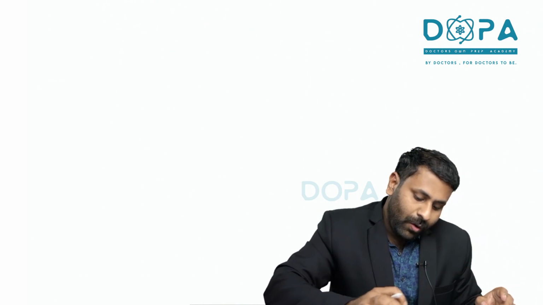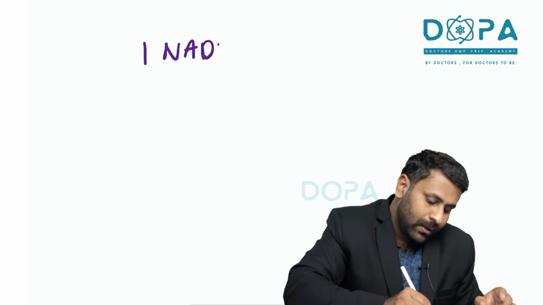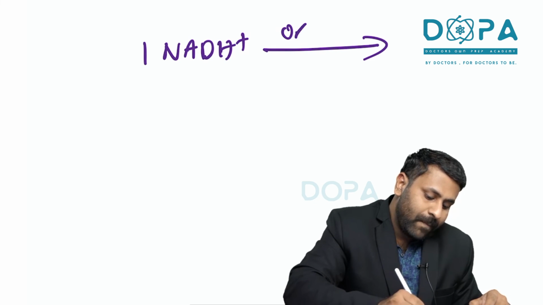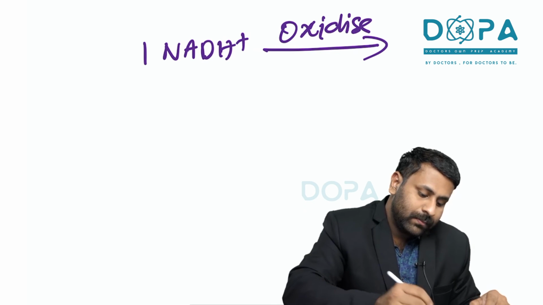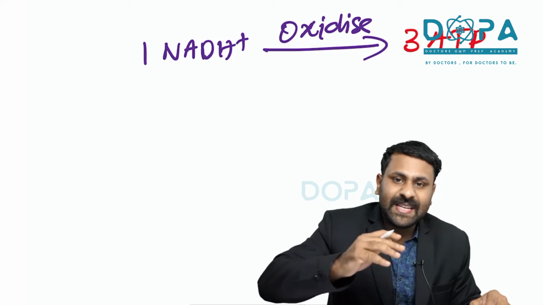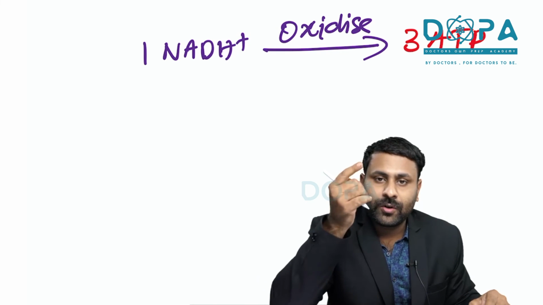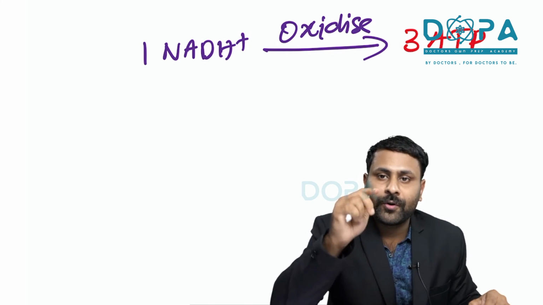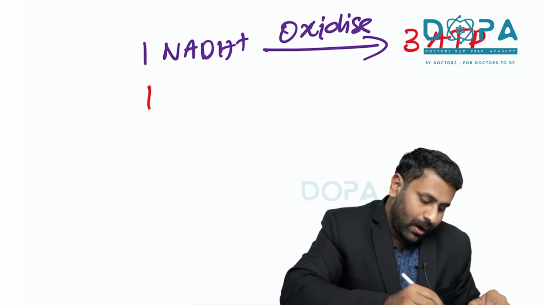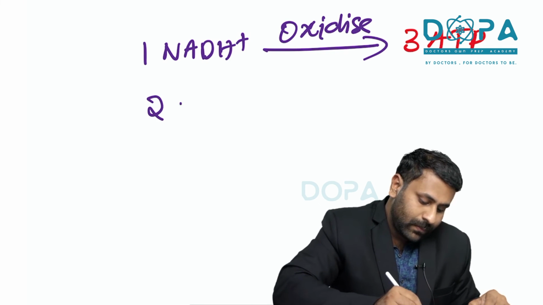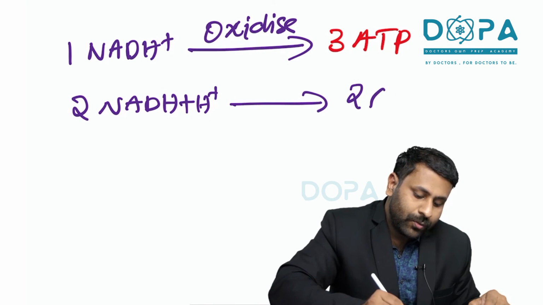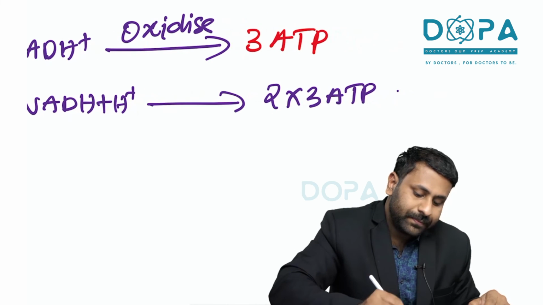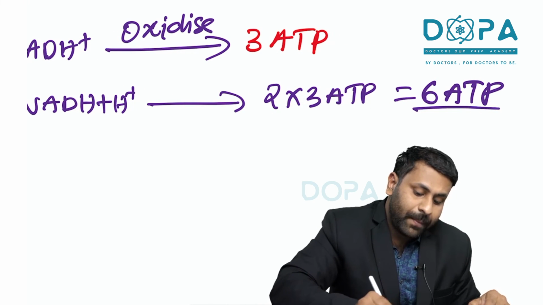1 NADH is oxidized to form 3 ATP. Each G3P can produce 1 NADH. So totally 2 G3Ps are formed, so 2 G3P produce 2 NADH. So 2 NADH can produce 2 into 3 ATP. That means 6 ATPs are the contribution from NADH.